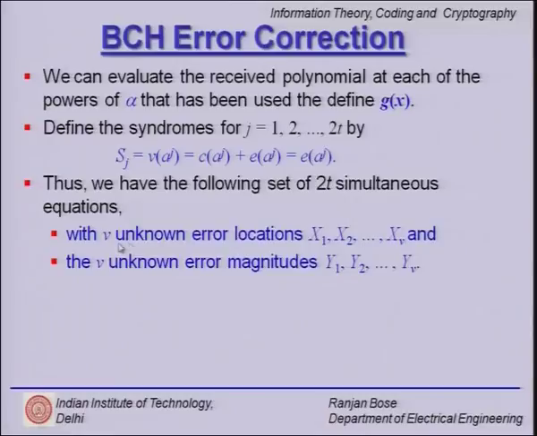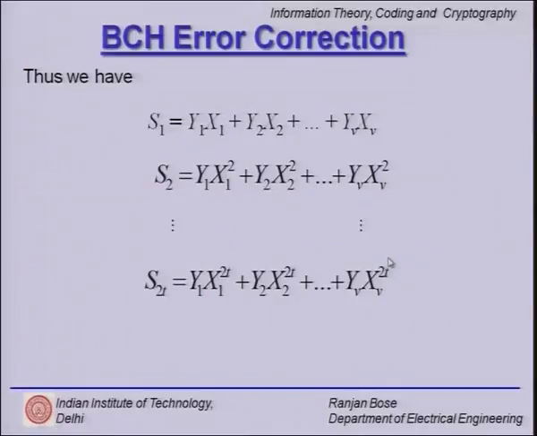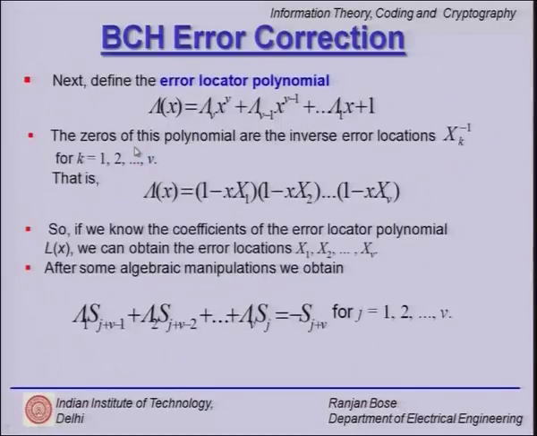So, we have nu unknown error locations x1, x2 up to x nu, and nu unknown error magnitudes y1, y2 to y nu, and our aim is to solve for x and y. Thus, we have a system of equations like this, and now some interesting algebraic manipulations and juggleries can be used to solve them efficiently.